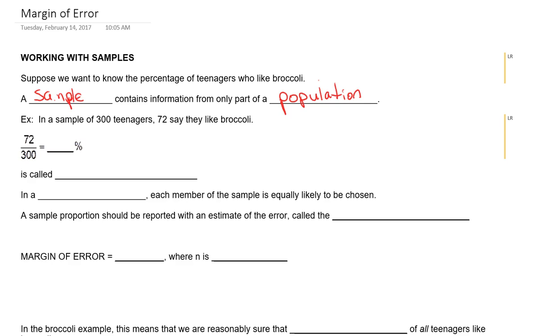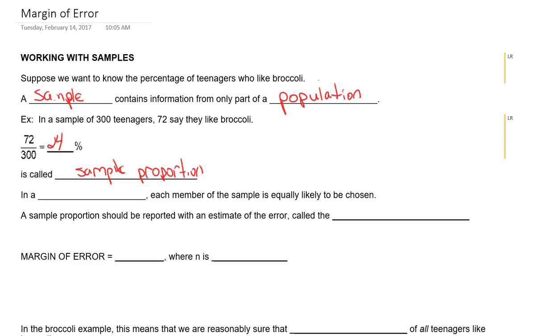In a sample of 300 teenagers, 72 say that they like broccoli. So if we get our calculators out and we do 72 divided by 300, which is going to be 24, that's 24%. We call that a sample proportion, which makes sense because it is the proportion of our sample who said that they liked broccoli. All right, so we have that good.